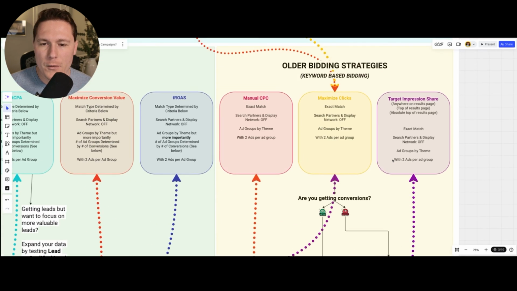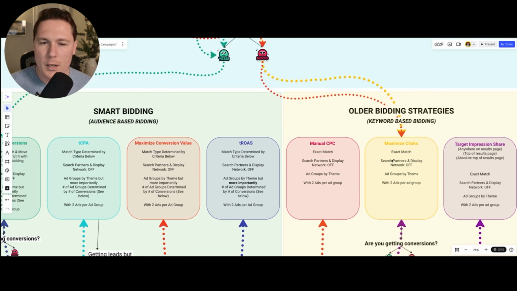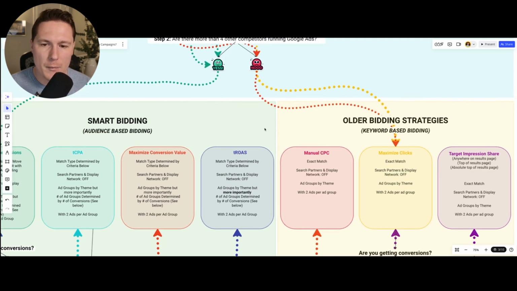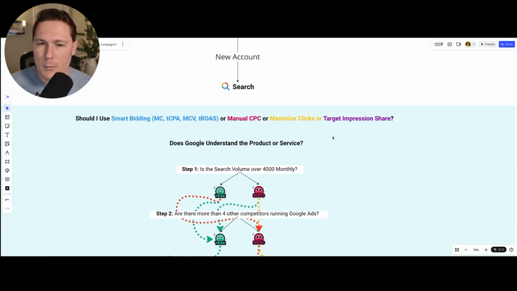So again, this is just a simple structure of how to think about starting a Google lead gen search campaign.